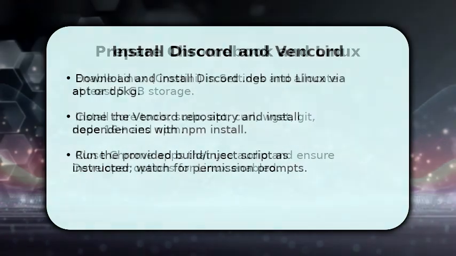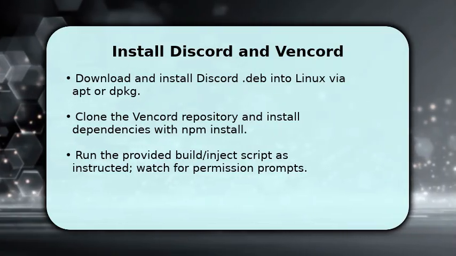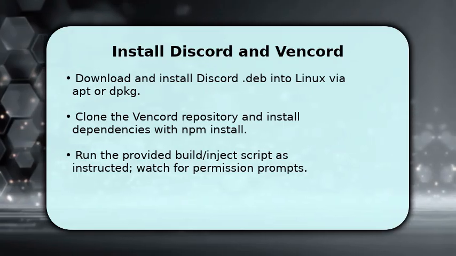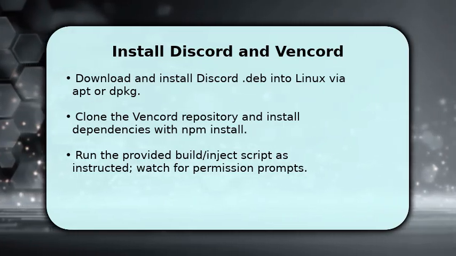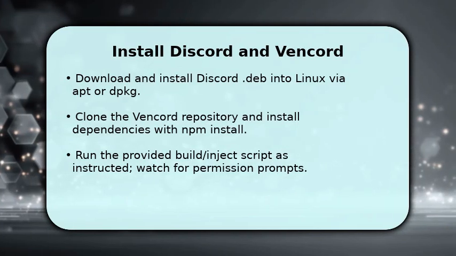Next, install the Discord Linux .deb inside the container and confirm it launches cleanly. You need the desktop client to accept injected code. Then clone the Vencord repo, install node dependencies, and run the build or inject script the project provides.